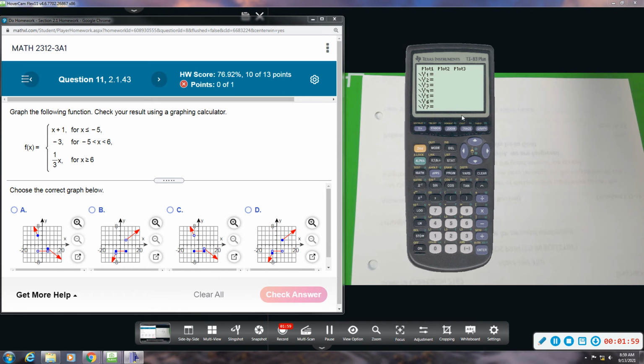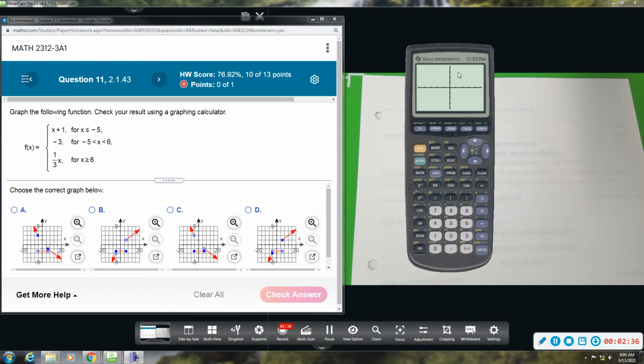I'm going to do second table. Actually, I don't want to do second. I'm going to do second quit. I'm just going to go to window, and my X minimum, I'm going to make it -20. My X maximum, I'm going to make it 20. And then the X scale, this is what they're counting by, I'll change that to 4. And then my Y minimum, I'm going to change that to -8. Y maximum, change it to 8. And their scale is counting by 2s. All right, so if I just hit graph, I don't have anything. This window should be about the same as that one.